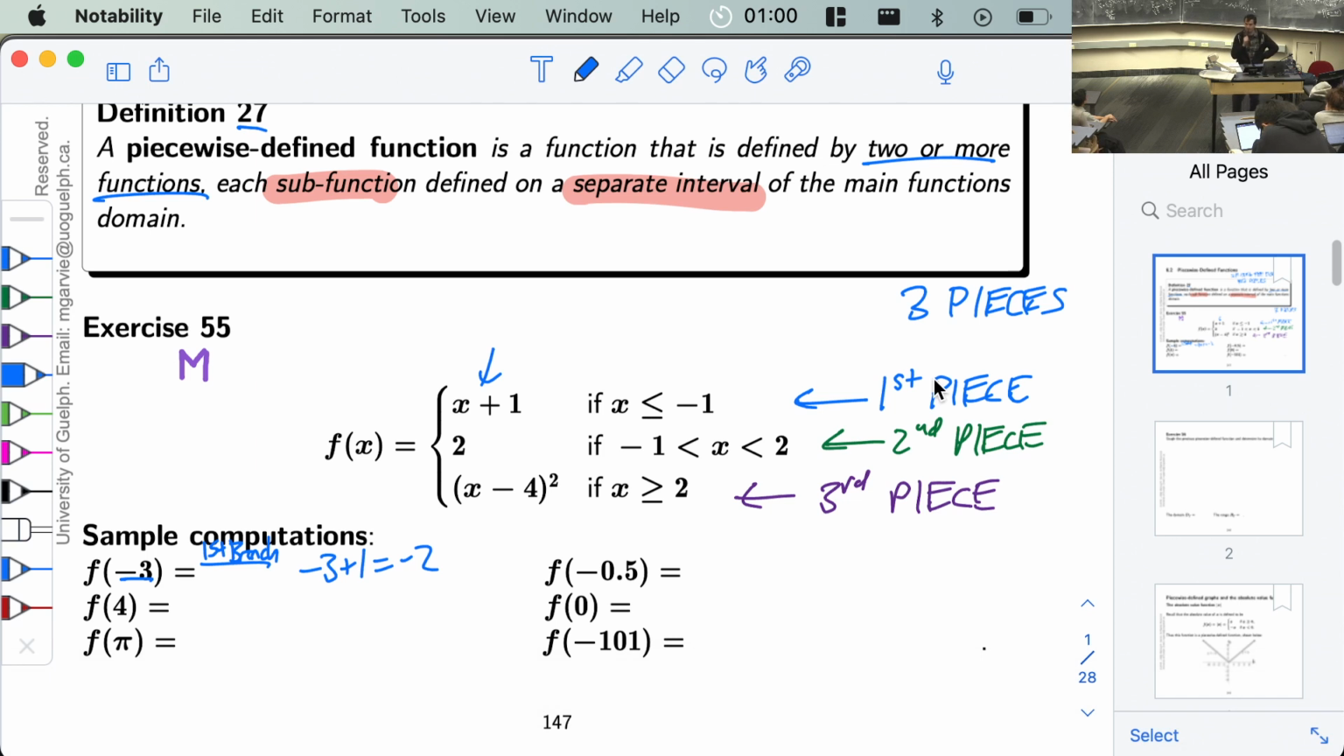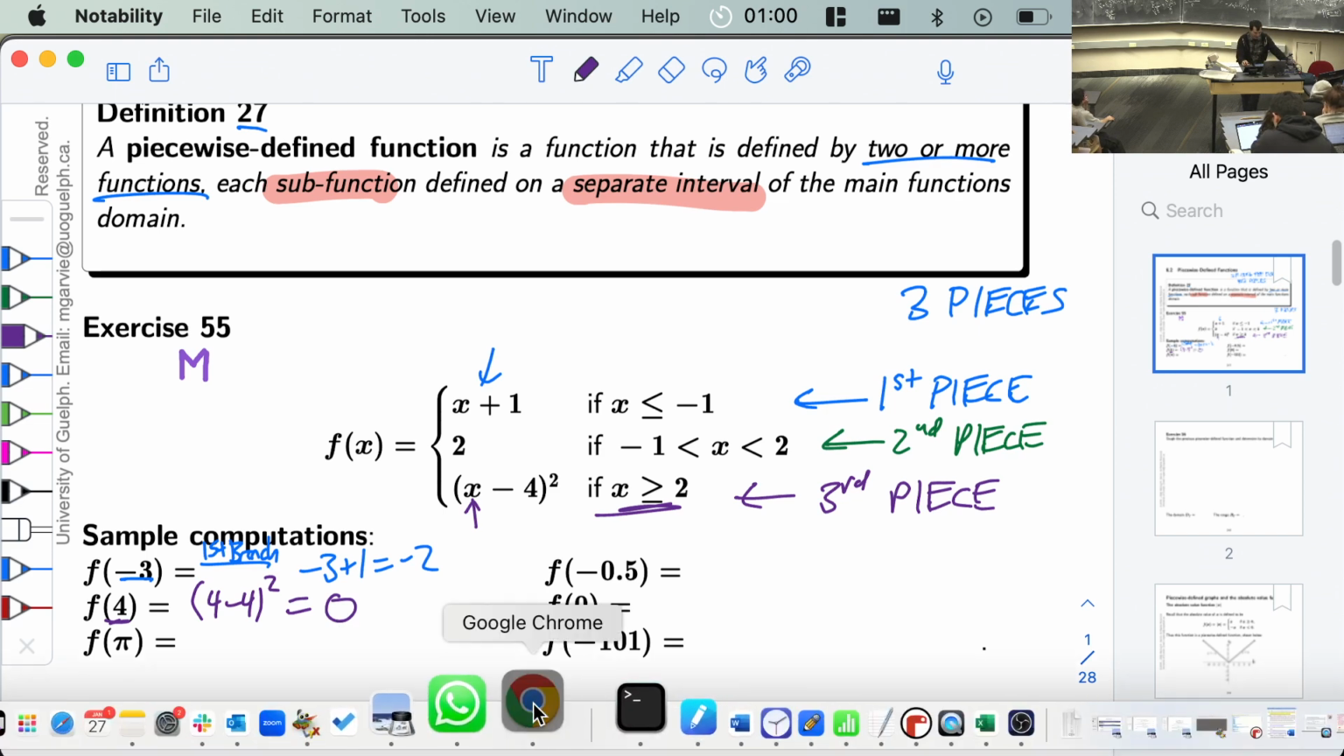That one's -2. Let's do the next one, f of 4. The number 4 is bigger than 2, so we're going to use the third piece. I should do it in purple. The third piece says you take the number, you subtract 4, you square it. So it's 4 minus 4, all squared. The first 4 is the x. x is 4 here. 4 minus 4 squared is 0.